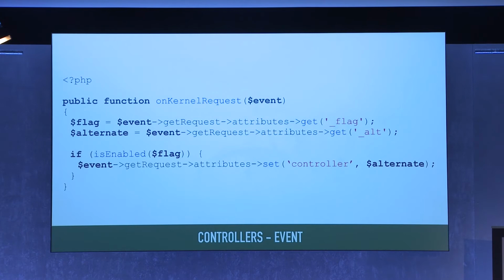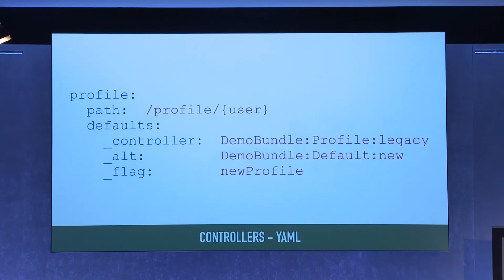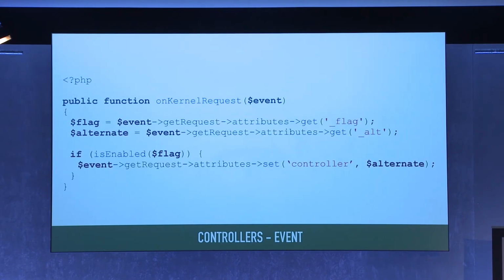Once we've done that, this is an event listener on kernel request. If that flag is then enabled, we can then change the controller. This is a really powerful part of Symfony in this particular request. Essentially, on every single request, it will execute, but it executes before the controller is executed, after the request comes in. So we can actually change the controller inside of our listener. If the flag is enabled, using that is enabled magic, then we can just simply change the controller.